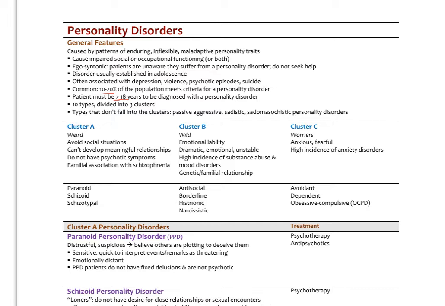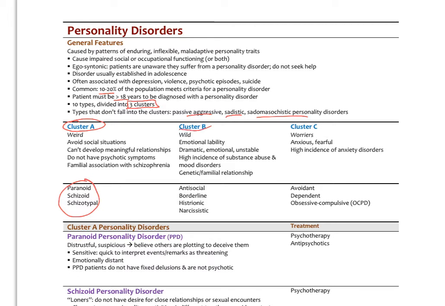There are 10 types of personality disorders, and we differentiate them into 3 clusters. So we're going to look at the 3 clusters here. There are types that don't fall into the clusters. So there's passive-aggressive type, sadistic, sadomasochistic personality disorders. I'm not going to discuss those, but we're going to look at the more common ones here. And that would be cluster A disorders. They're generally weird. So they avoid social situations, can't develop meaningful social relationships. They don't have psychotic symptoms, and there's a familial association, though, with schizophrenia. So paranoid, schizoid, and schizotypal are the 3 cluster A personality disorders.